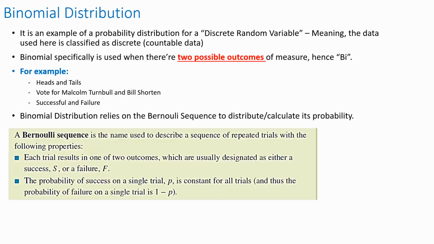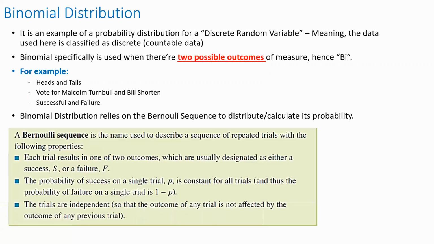Now, if it rains all 7 times, I'd say my success is 7 times. If it rains 3 days, then it'll be only 3. So my success is what I want, and my failure is what I don't want. If it's a sunny day, it's not what I want. Probability of success just means the chances of what you're looking for, and it stays consistent throughout the trials. And lastly, that also implies that it is independent.